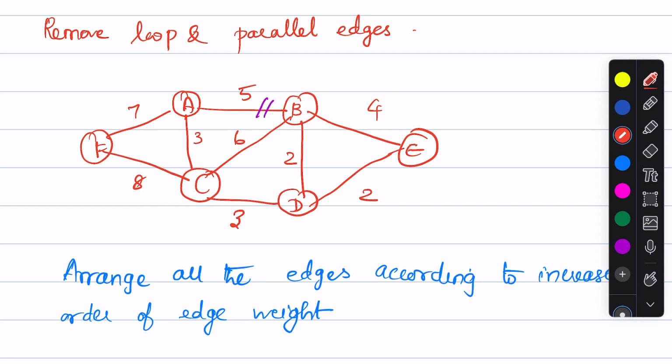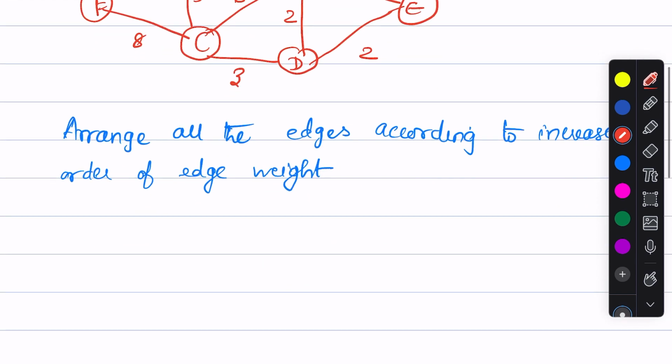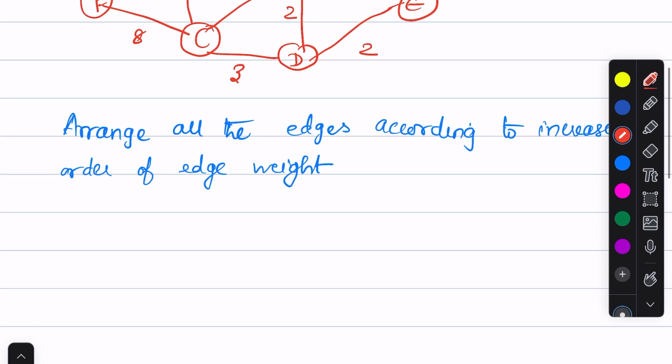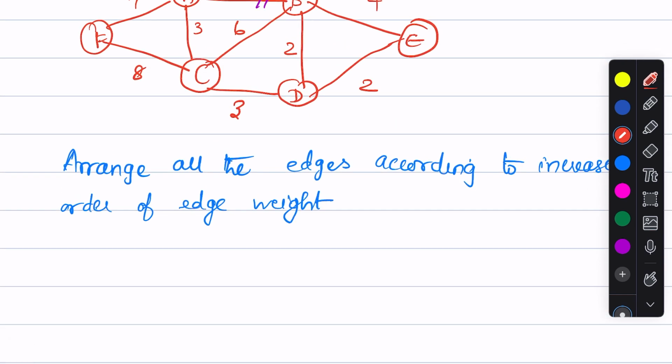So we will see the steps later. Before that, let us see an example. Let us take the same graph, and as the first step, we'll sort all the edges from low to high. The edge having the lowest weight is BD. So let us write down BD, with an edge weight of 2. Next is DE with edge weight of 2. Next AC with edge weight of 3. CD with edge weight of 3.